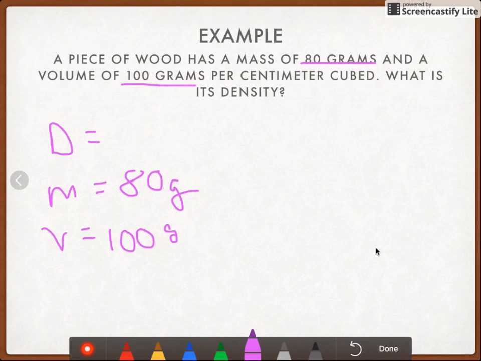Oh wait, that would be wrong. That would be just centimeters cubed. That's my bad, sorry.